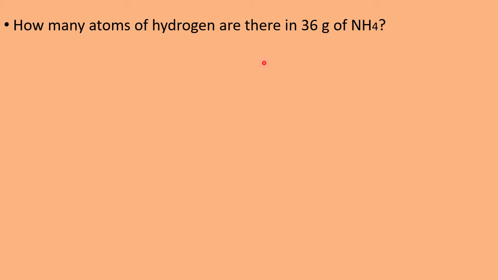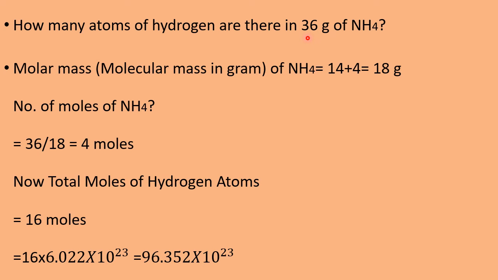Let us convert 36 gram of ammonium into moles of ammonium. For this we want molar mass. Molar mass equal to 1 N and 4 H, 18 gram. So number of moles of NH4 equal to given mass by the molar mass, 2 moles. 1 mole contains 1 mole of N and 4 moles of H.